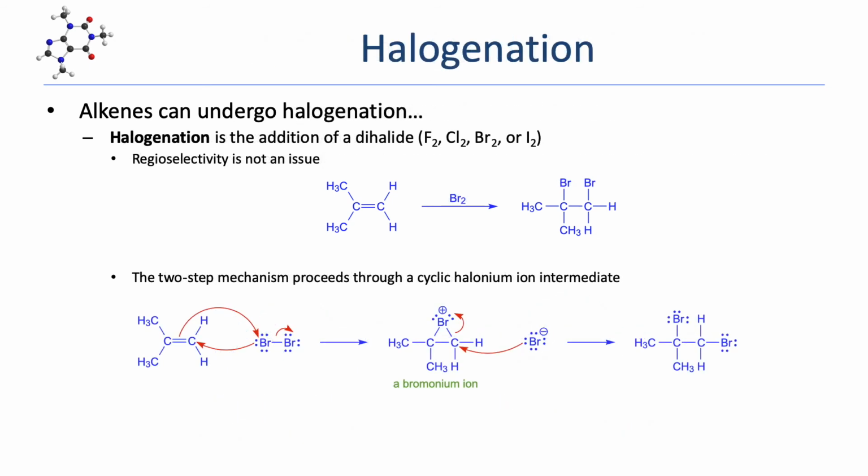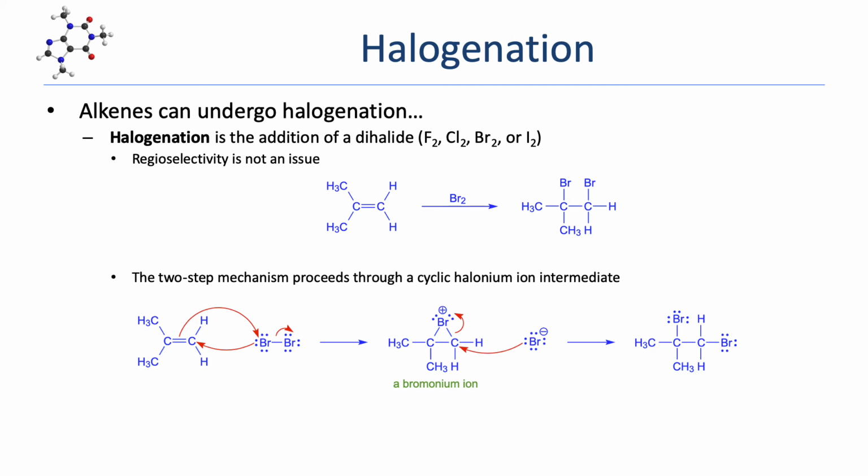The last electrophilic addition we're going to look at is halogenation. And it's simply the addition of a dihalide like F2 or Cl2 or Br2 across a carbon-carbon pi bond. So here I show that same alkene now reacting with Br2. And as you can see, regioselectivity is not a concern here. In a halogenation, you're adding the same piece twice, in this case Br and Br. The mechanism for halogenation is a little bit different than what we've seen for hydrohalogenation and the acid-catalyzed hydration.